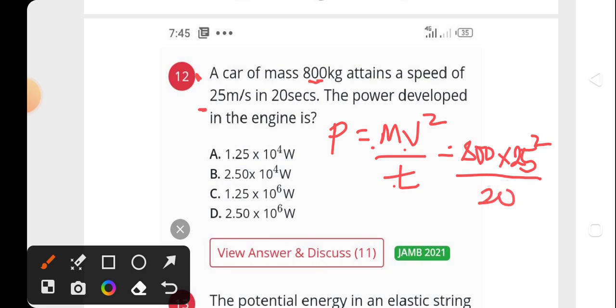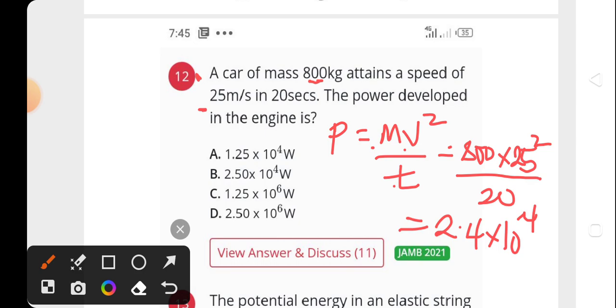So idan ka ɗau calculator ka buga 800 times 25 squared divided by 20, abinda zai baka shine 2.4 times 10 to the power of 4, abinda zai bada kenan.